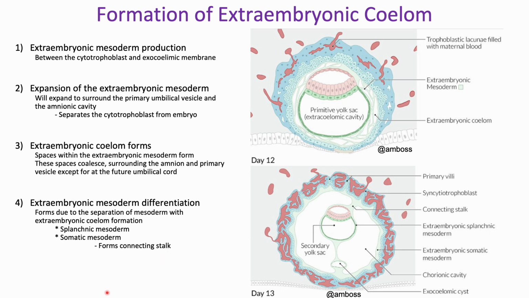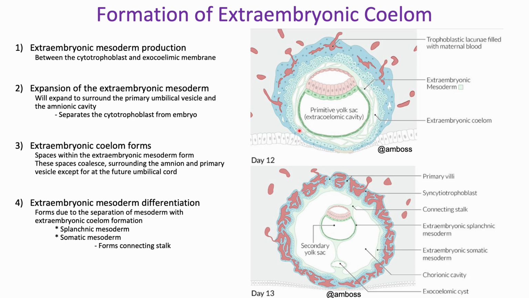Now, we're going to continue to develop, and we need to form the extraembryonic coelom. So how this happens is we start to produce mesoderm, and specifically extraembryonic mesoderm. So remember this term, because we're going to have intraembryonic mesoderm, which we will introduce later. This is extraembryonic mesoderm. So this is produced by the hypoblastic cells that line the exocoelomic cavity.